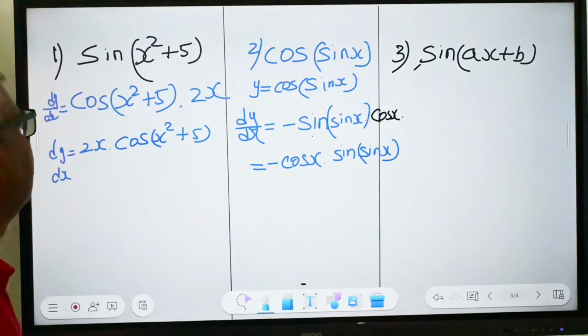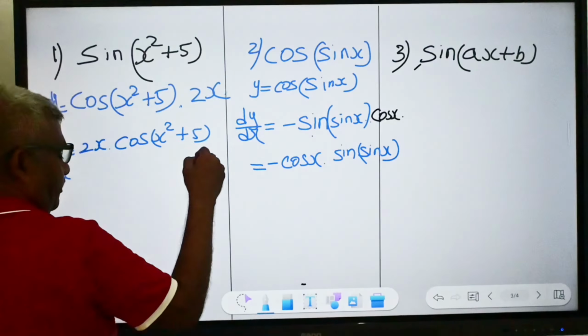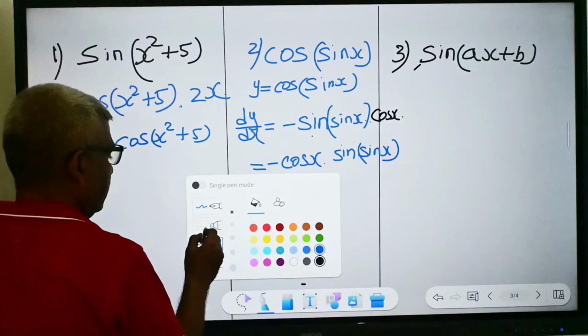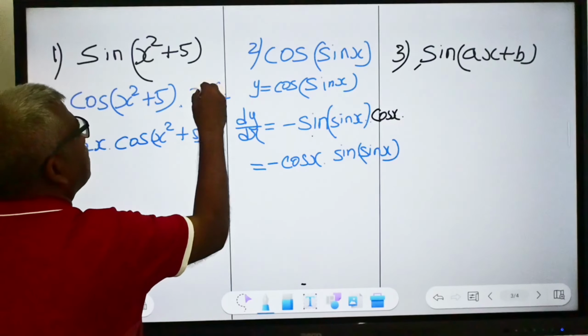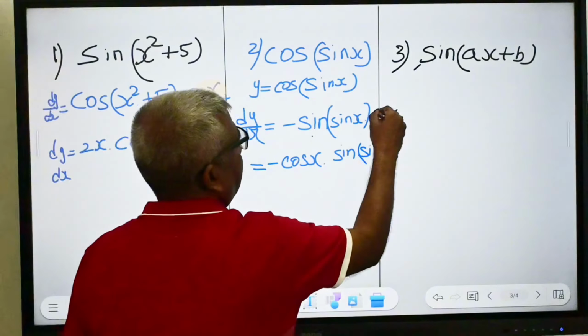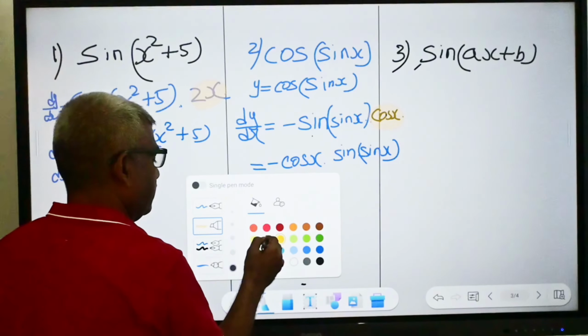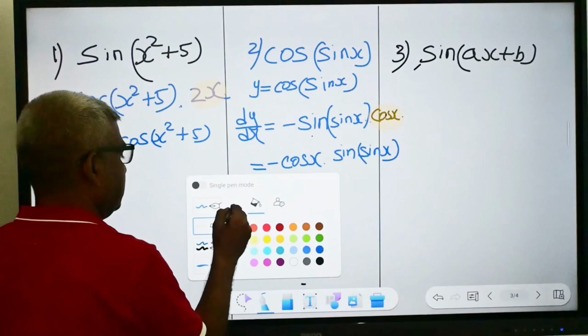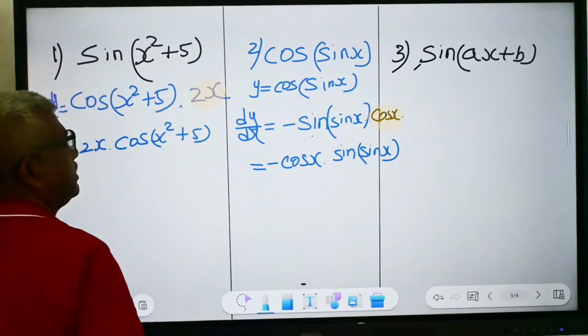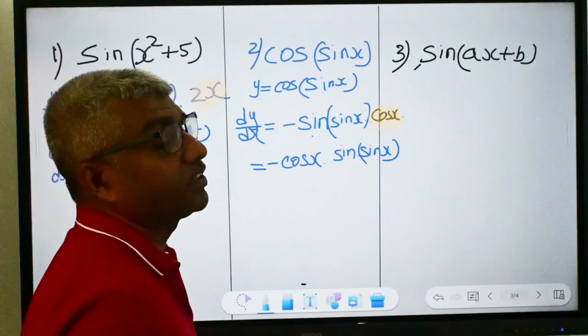Got it? This 2x, this cos x is nothing but the chain mechanism. Okay, it's nothing but chain mechanism. Next, question number 3.